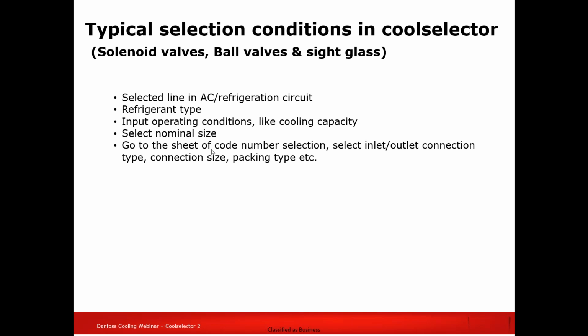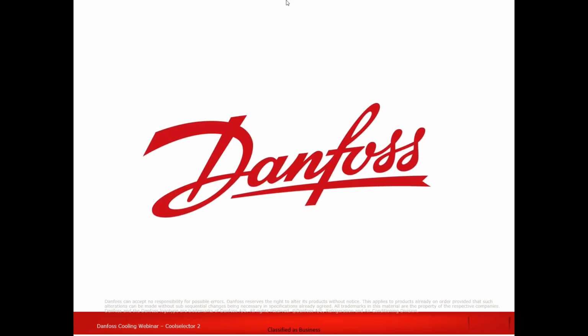Select lines in the air conditioning or refrigeration circuit, the type of refrigerant, input operating conditions like cooling capacities, then select the nominal sizes, could be by SI, American, and the rest or other familiar units. Then go to the datasheet of code number selections, select inlet outlet connections, type and sizes, and the packaging type, etc.